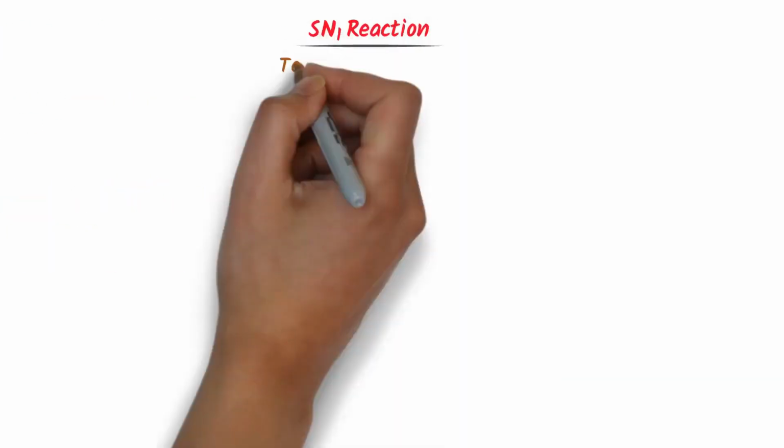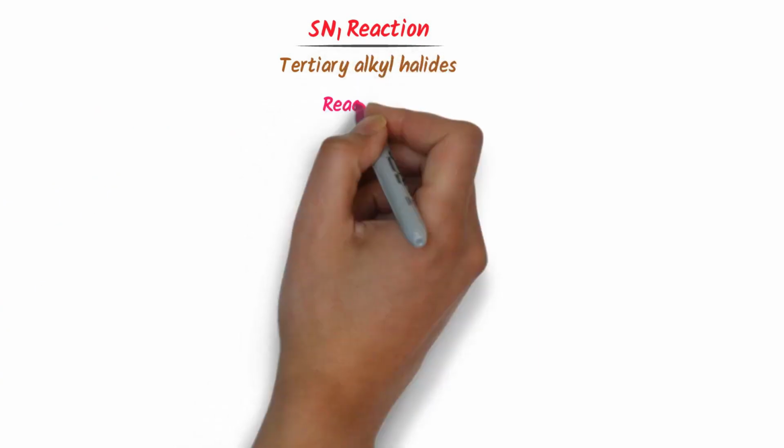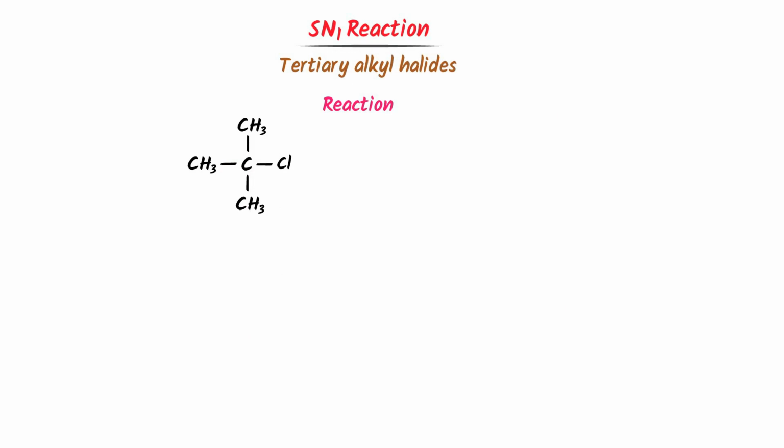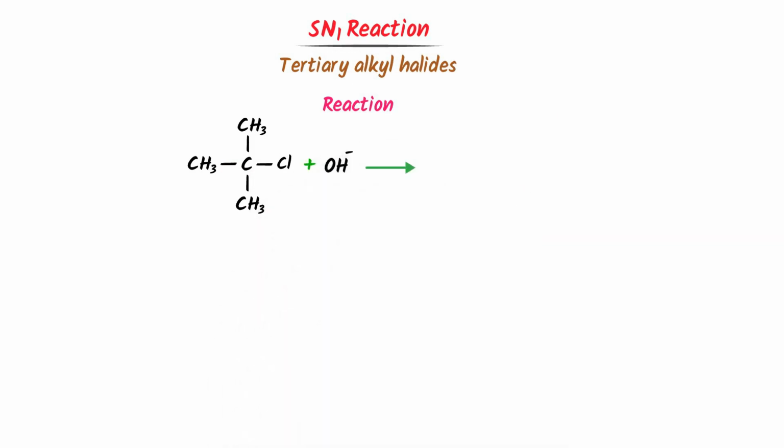We know that tertiary alkyl halides favor SN1 reaction. So I take this tertiary alkyl halide. Now I place a nucleophile here. We already learned that this strong nucleophile will replace this weak nucleophile. As a result, we get this compound. Now what about the mechanism of SN1 reaction? Well, SN1 reaction occurs in two steps.